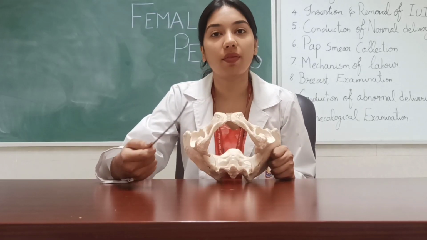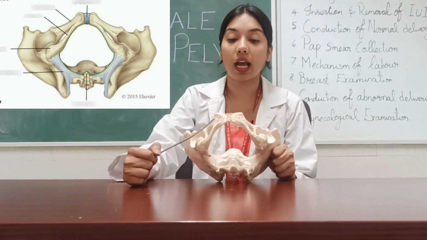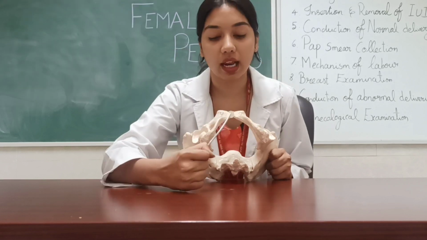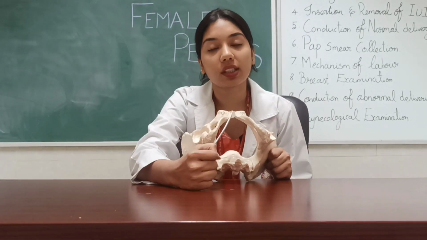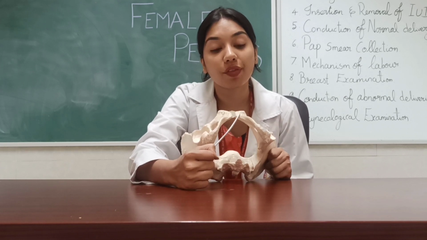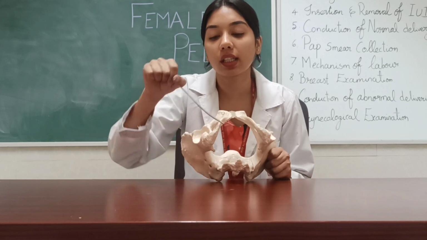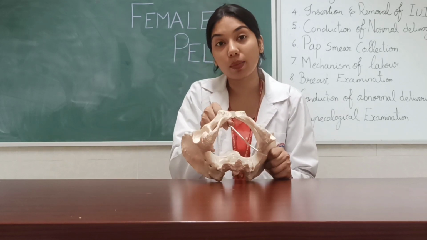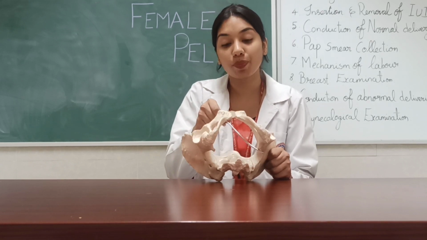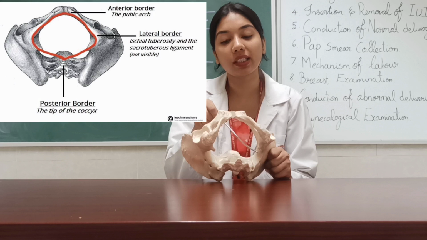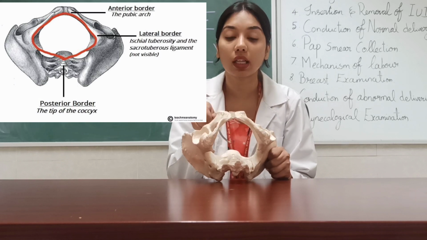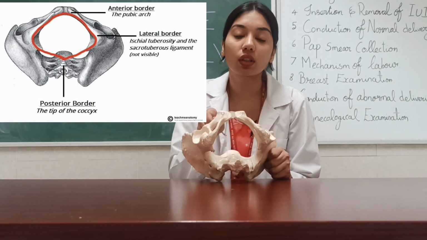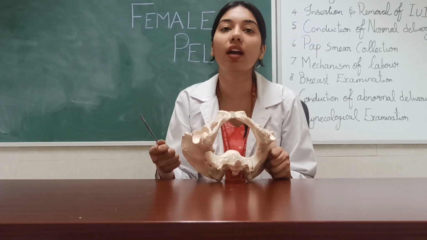The last part is the pelvic outlet. The pelvic outlet has landmarks, as we can see here. The landmarks are the symphysis pubis, then the pubic arch, then the ischial tuberosities, and after the ischial tuberosities there are two ligaments, the sacrospinous and sacrotuberous ligaments, and the last part is the tip of the coccyx. So it makes the shape of a rhombus. The outlet looks like a rhombus.